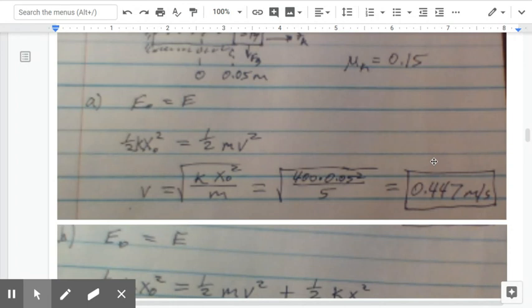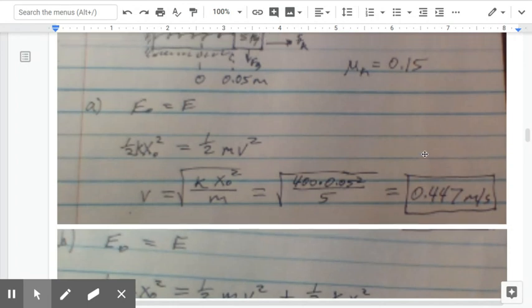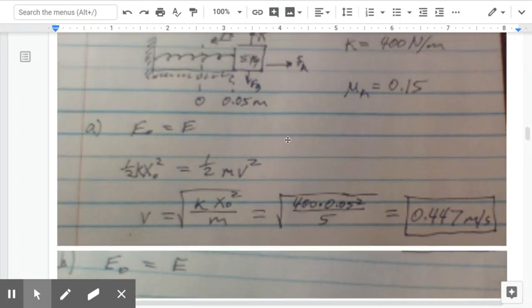So this spring is going to oscillate back and forth past the equilibrium position, and it's going to be at 0 meters per second, 0.447 meters per second this direction, and then it's going to go back to 0 and then speed up back to 0.447. So every time it goes past the equilibrium position right here, its velocity will be 0.447.